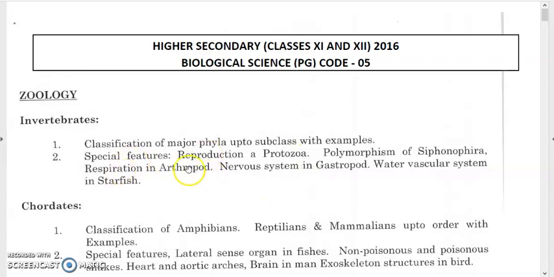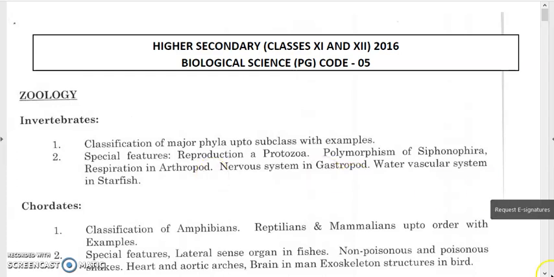And you have to also study the respiration in arthropods, the different respiratory mechanisms in arthropods. Like in the case of cockroach you can find the spiracles, right? Then you have to study the nervous system in gastropods, like in molluscs, and you have to study the nervous system of molluscs, and the water vascular system in starfish or echinoderms, right?